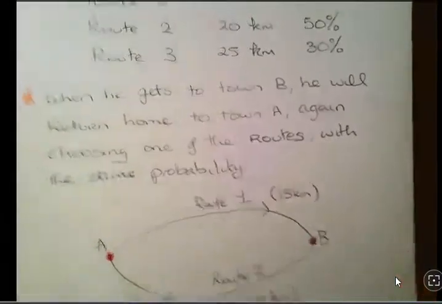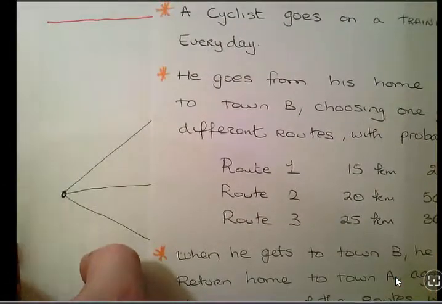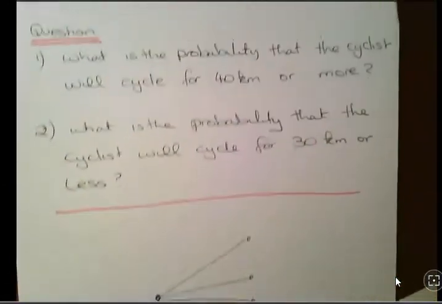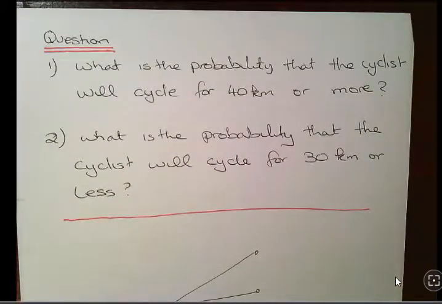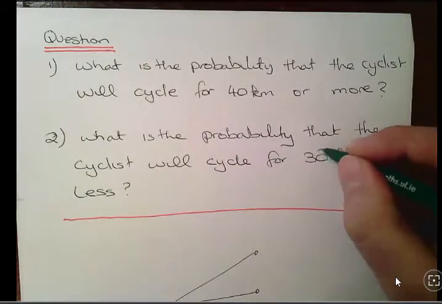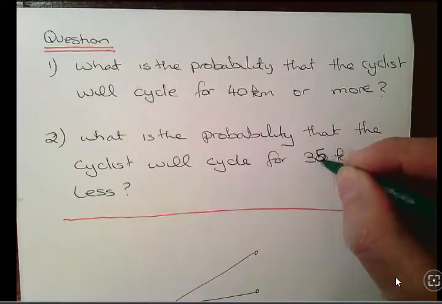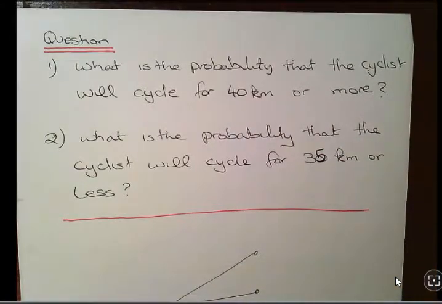Okay, so here are the questions. What is the probability that the cyclist will cycle for 40 kilometers or more? What is the probability that he will cycle for 30 kilometers or less? Actually, I'm just going to amend that to 35 kilometers. I'm just going to change that slightly. Okay, 35 kilometers or less.